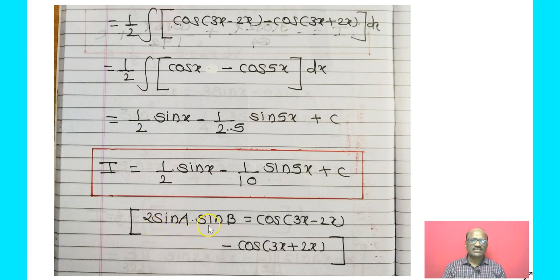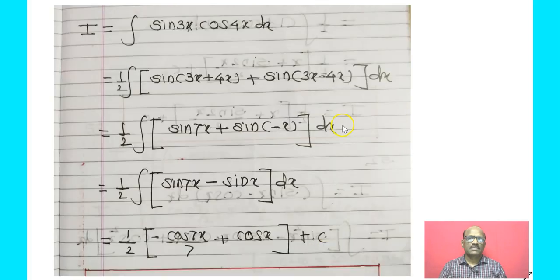Now what is the formula used here? That is 2 sin a into sin b is equal to cos of a minus b minus cos of a plus b, that is cos of 3x minus 2x minus cos of 3x plus 2x, because I had substituted here a as 3x and b as 2x in this way.